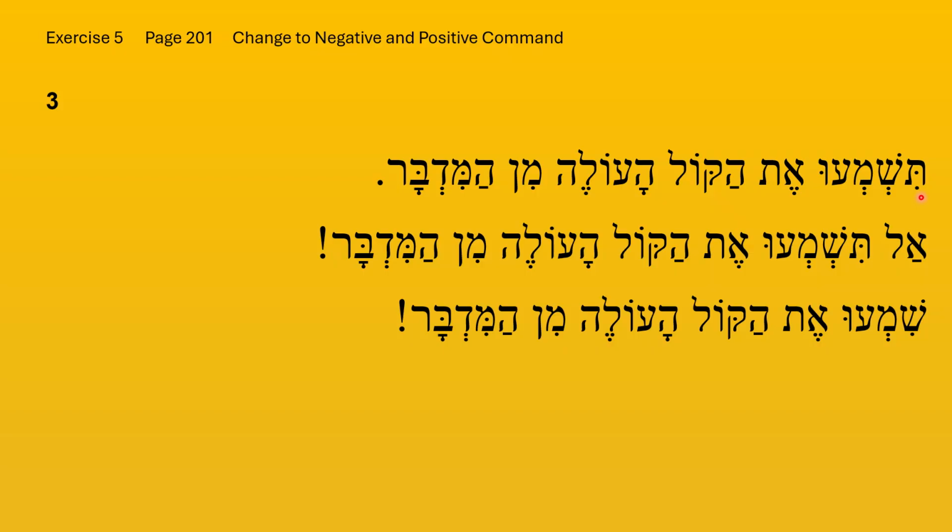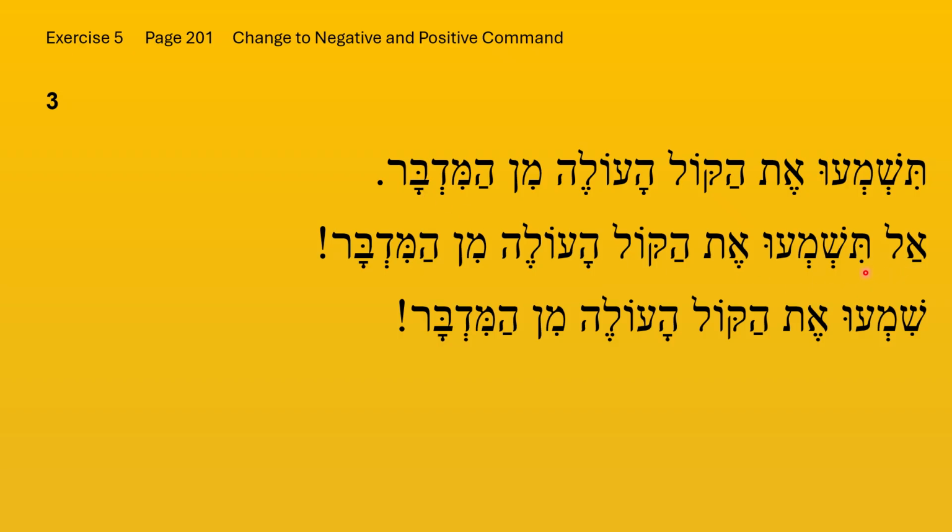Now, number 3. Tishmeu et hakol ha-ole min hamidbar. So you all, this would be the masculine plural. Y'all will hear the voice or the sound ascending or going up in the desert. Again, same kind of thing, adjectival participial form here, but the best translation is just to make this an ing verb and translating it that way. So again, you will hear the voice or the sound ascending, going up from the desert.